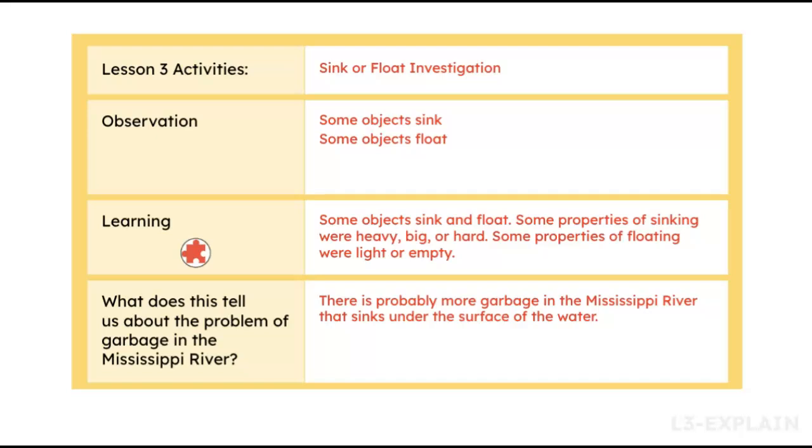By the end of this discussion, students should understand that some objects sink and float. Some properties of sinking were heavy, big, or hard. Some properties of floating were light or empty. Students will be able to understand that there is probably more garbage in the Mississippi River that sinks under the surface of water.